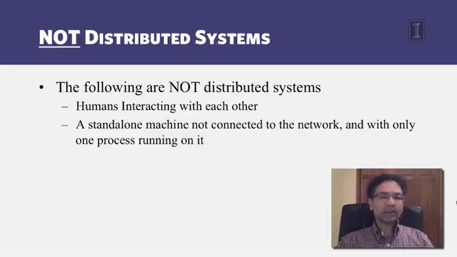What are not examples of distributed systems? Well, a collection of humans, say at a party, interacting with each other is not a distributed system. At least, that's not the kind of distributed system that we want to study in this course. They might be interesting in other courses, but not in this course. A standalone machine not connected to the network and with only one process running on it is again not a distributed system. Birds out there interacting with each other is again not a distributed system. It's an interesting social phenomenon which biologists study, but not in a computer science course.